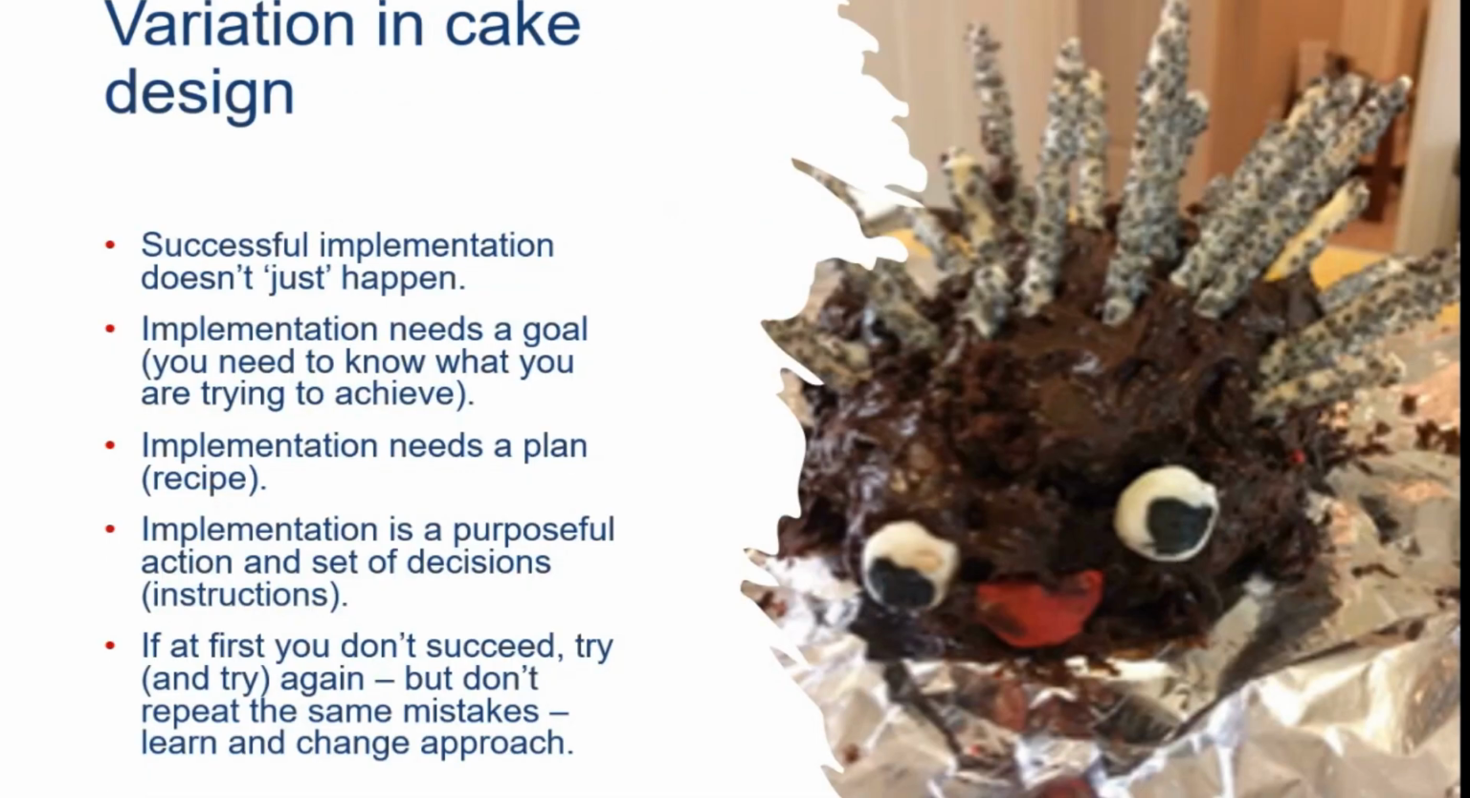So what the variation in cake design tells us is that successful implementation doesn't just happen. Implementation needs a goal, so you have to know what you're trying to achieve. Implementation needs a plan, or you need a recipe to continue with the cake analogy. Implementation is a purposeful set of actions and a set of decisions or instructions. And if at first you don't succeed, you need to try and try again. But you cannot make the same mistakes as you did before. So it's very much a learn and change approach.